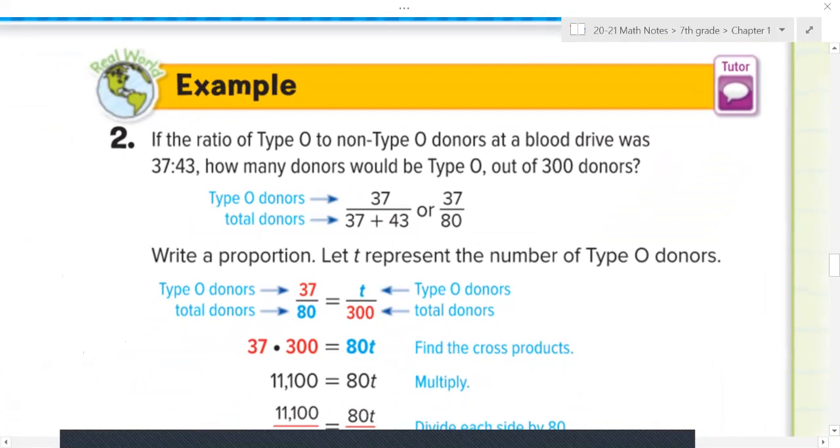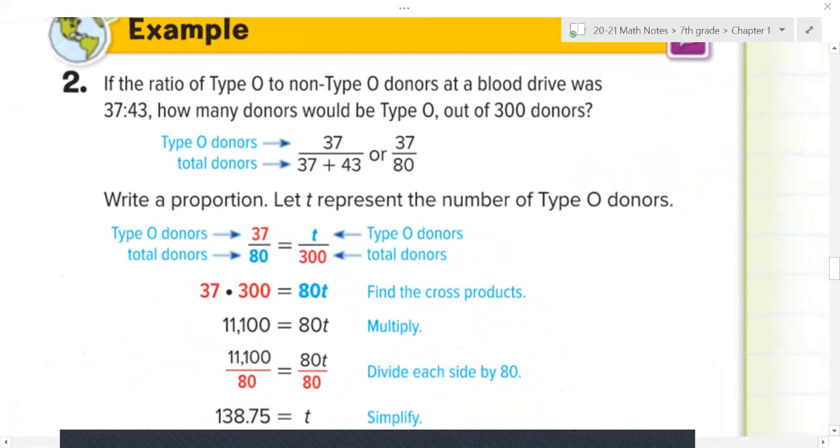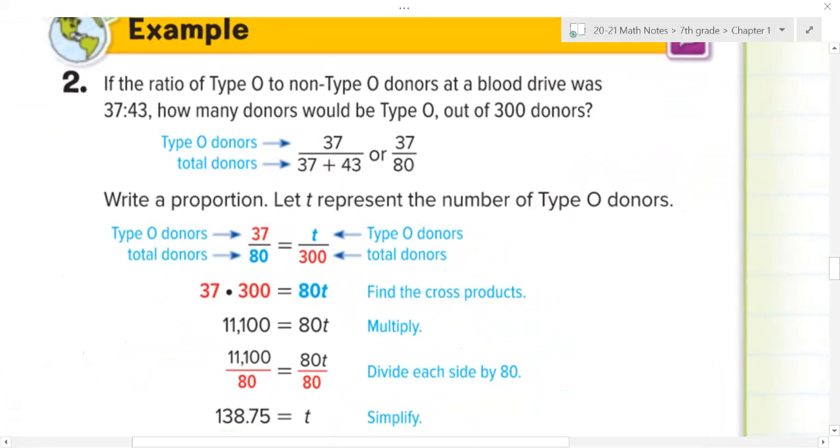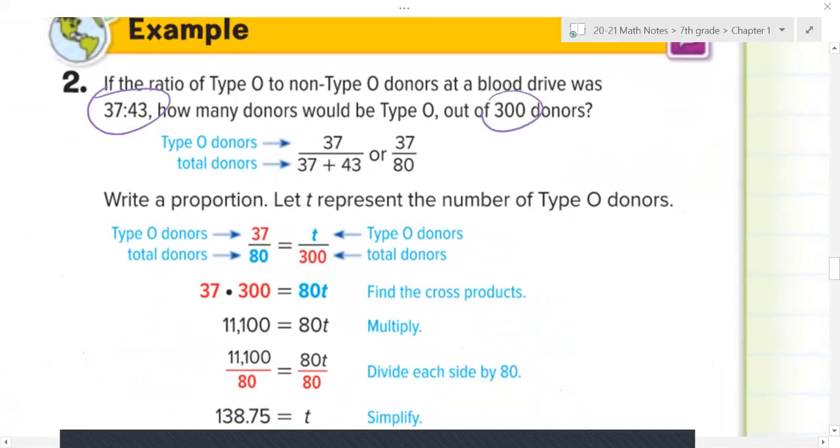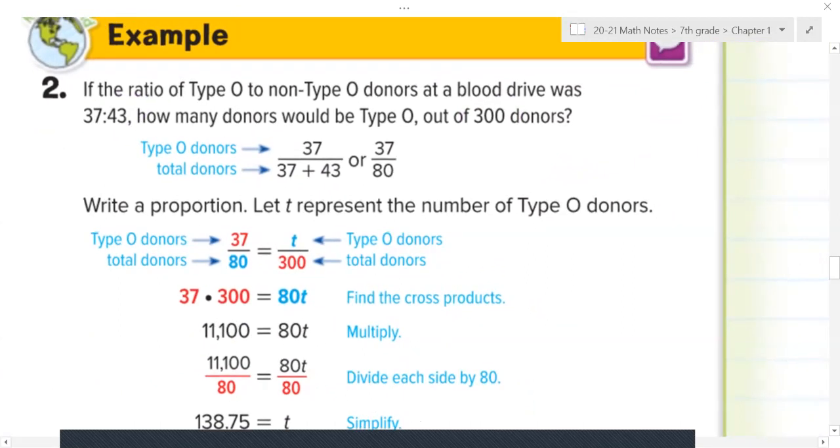All right, so here is the actual difficult part of this section. If the ratio of type O and non-type O donors at a blood drive was 37 to 43, how many donors would be type O out of 300 donors? So we know this ratio, but we're trying to find out what if there were 300 of them. The way that we find that out is we're going to take how many people are type O of the donors, and we're going to add the people that are type O and the people that are not type O donors.